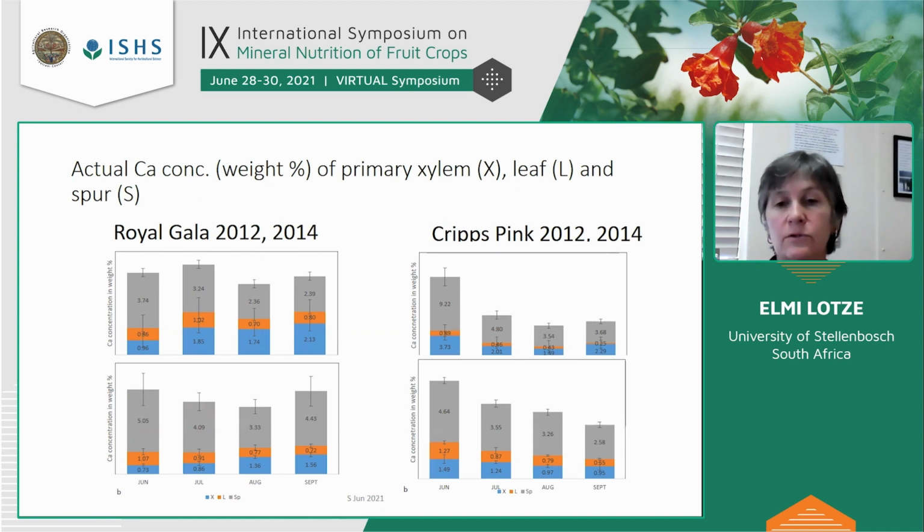And for the leaf calcium concentration there was no significant difference, and neither for the xylem, but there was a significant decrease in the calcium concentration of the spurs.